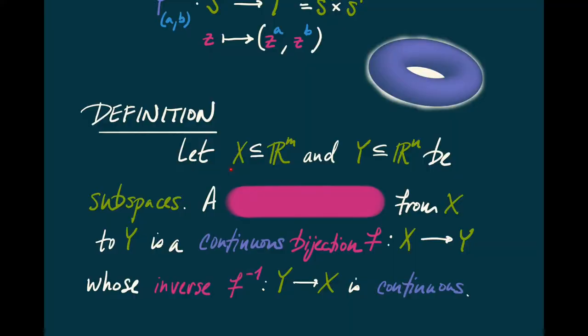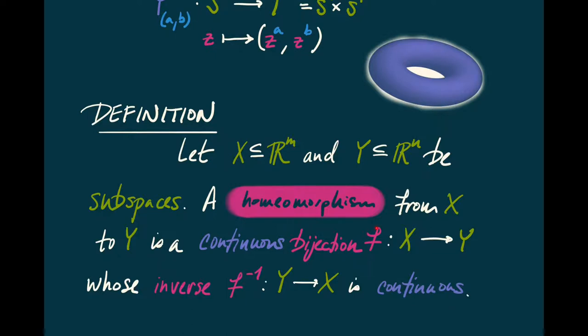Now we're going to introduce another important concept, which is the concept of sameness in topology. Again, we're going to start with our two subspaces, X and Y, of some Euclidean space. Once again, M and N need have nothing whatsoever to do with each other. A homeomorphism from X to Y is a continuous bijection, F, from X to Y, whose inverse, F inverse, is also continuous.